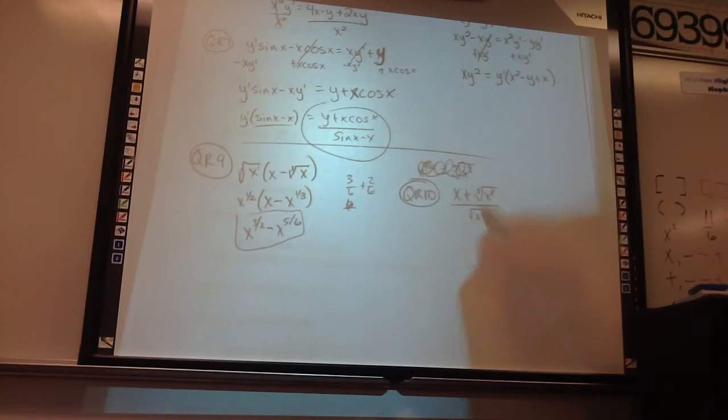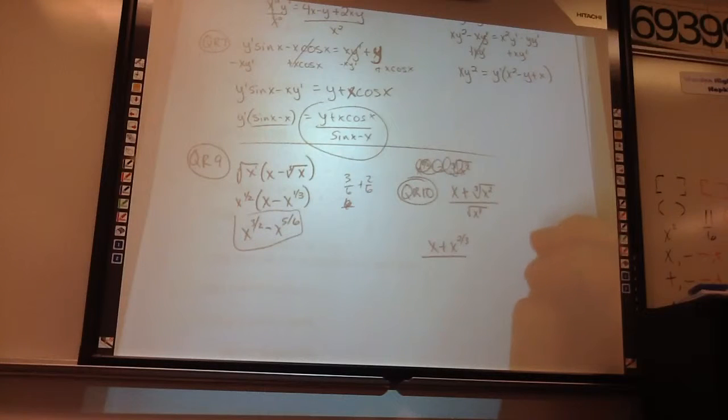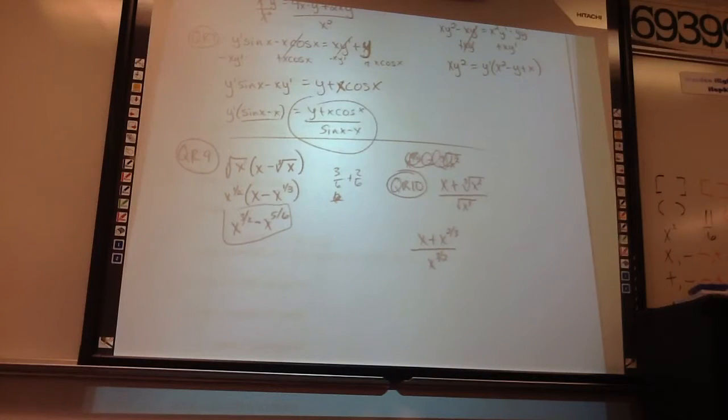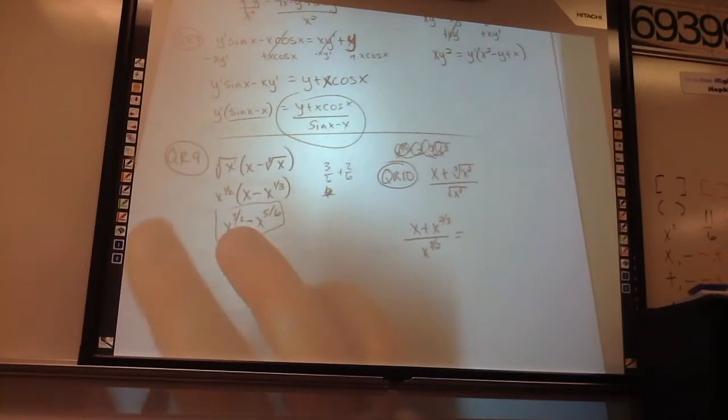So you just change all the powers. x plus, what's that? x to the 2/3 over x to the 1/3. Nope, it's just x, isn't it? Oh, 3 halves. The power's 3 halves. Then you divide both of them by x to the 3 halves. So you put everything over 2, and get a common denominator on the other one. Or you could switch to 6s, however you want to think about it.